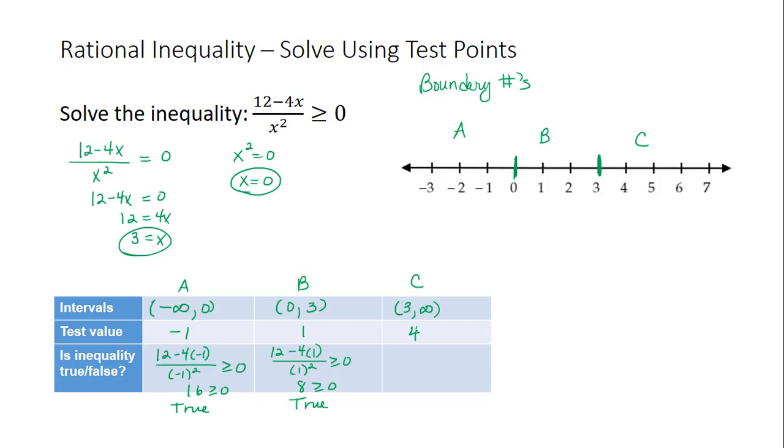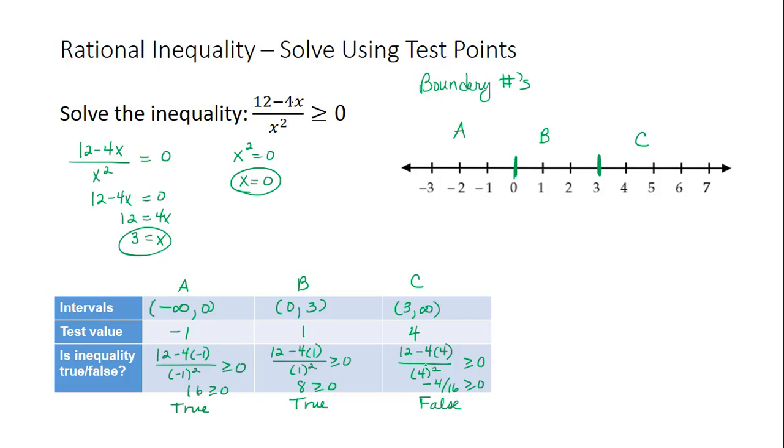In the third interval, we test 4, so 12 minus 4 times 4, divided by 4 squared. Is that greater than or equal to 0? The numerator is 12 minus 16, or -4, divided by 16. Is that greater than or equal to 0? No, a negative number is not greater than or equal to 0, so this is false.